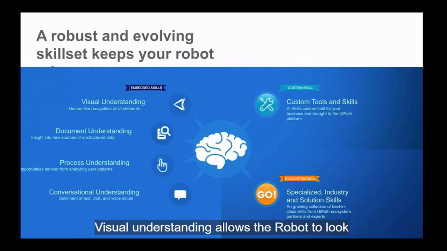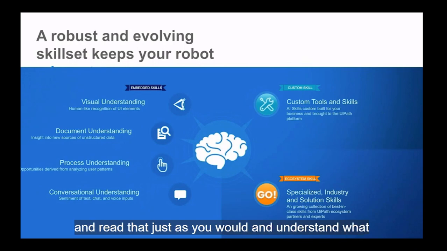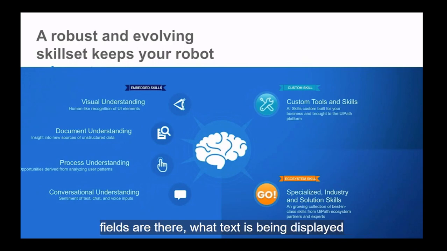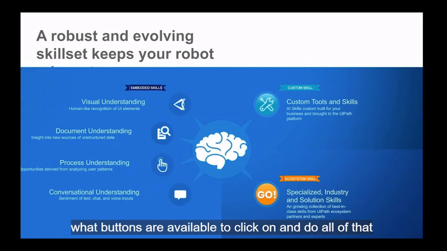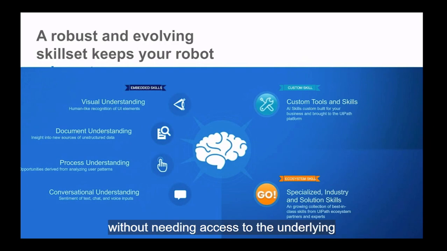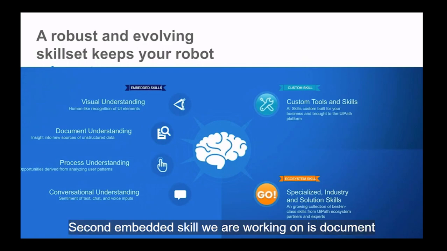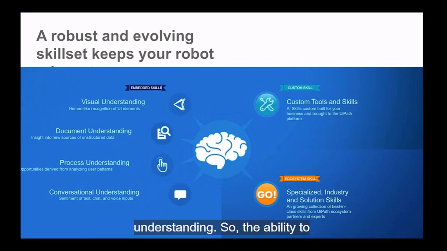Visual understanding allows the robot to look at user interface that appears on the screen and read that just as you would, and understand what fields are there, what text is being displayed, what buttons are available to click on, and do all of that without needing access to the underlying Windows driver-based selector approach, just doing it via image recognition. Second embedded skill we're working on is document understanding.